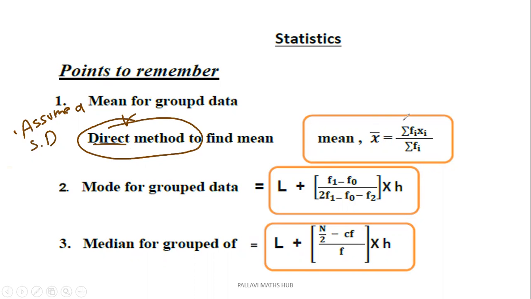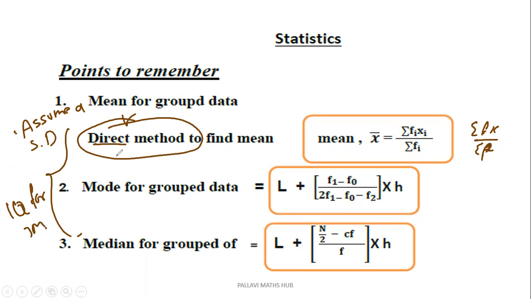The formula for the direct method: mean, x bar, is equal to sigma fx divided by sigma f. Next, mode for grouped data is equal to L plus (f1 minus f0) divided by (2f1 minus f0 minus f2), into h. And median is L plus (n by 2 minus cf) divided by f, into h. Yes, in these 3 questions, in your exam, definitely they will ask 1 question for 3 marks.